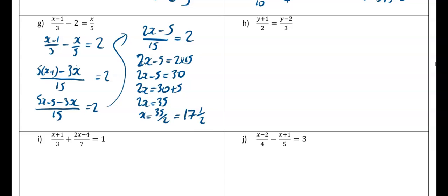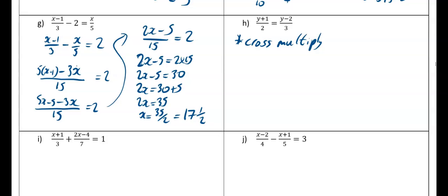Okay, H is a lovely wee question. If you got one like this, it's really, really nice. A lovely wee trick here is just to cross multiply. So what you've got is a fraction: y plus 1 over 2 is equal to y minus 2 over 3.